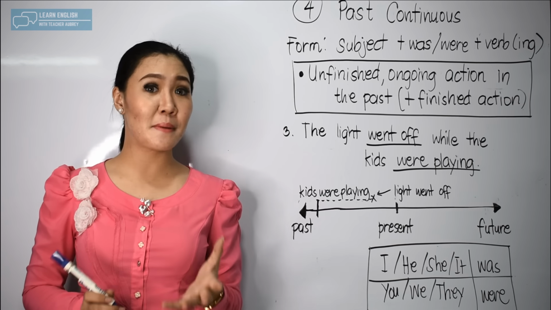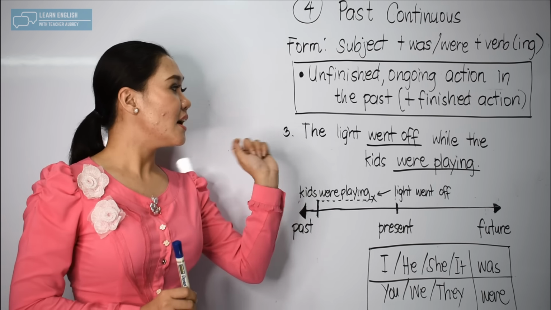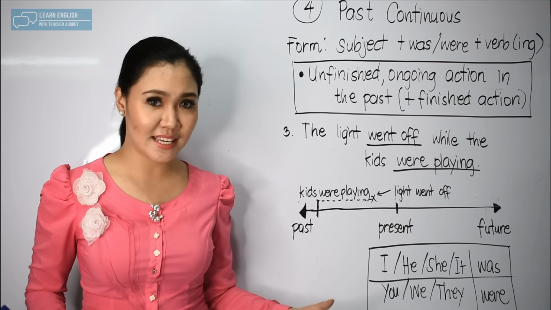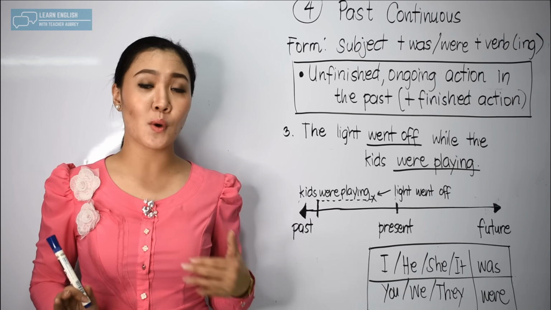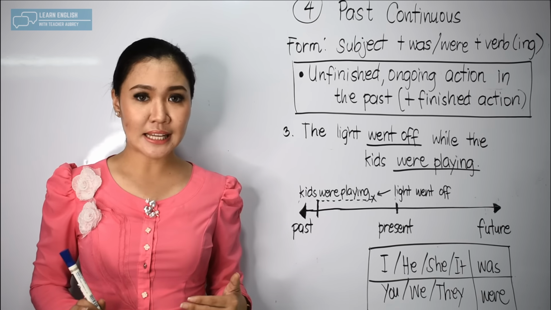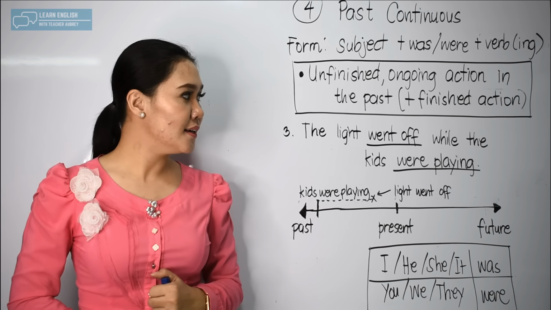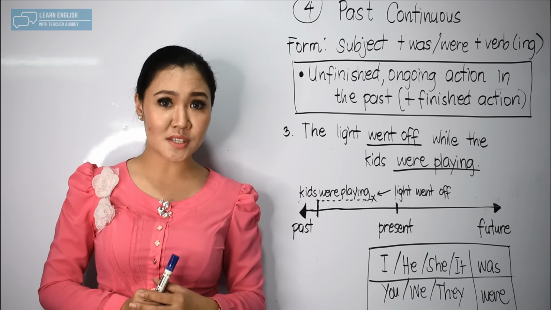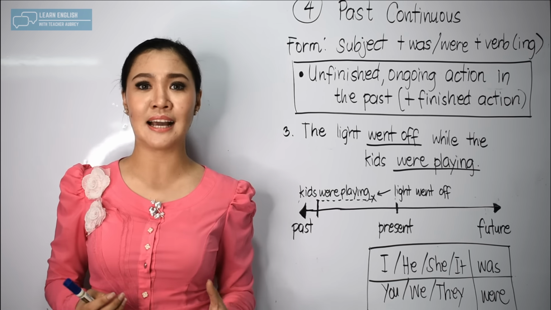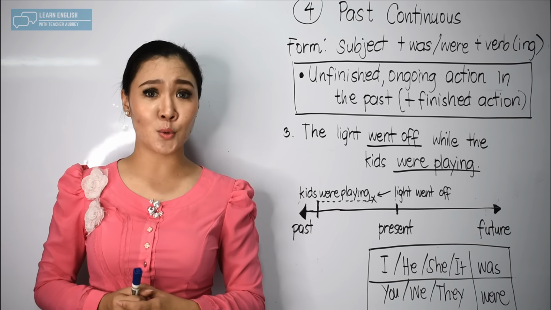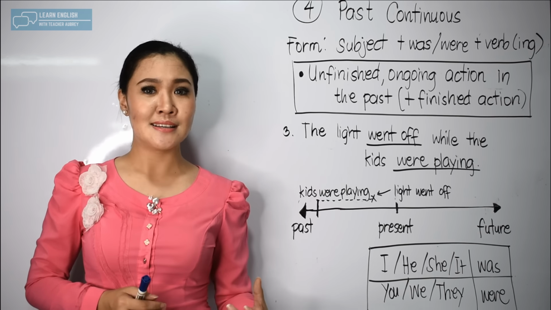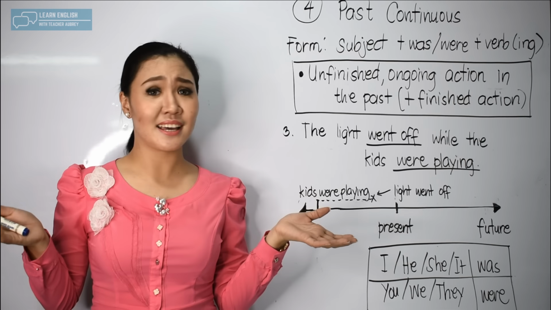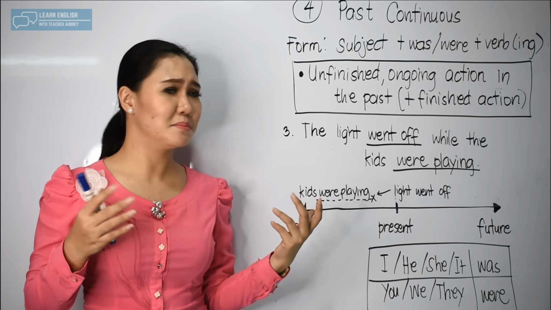Subukin pa natin tingnan itong isang halimbawa. Last example for the past continuous is this. The light went off while the kids were playing. Pansinin natin sa pangungusap na ito ay yung ating past continuous ay nasa huling bahagi ng pangungusap. Unlike the first two examples kanina, nasa unahan yung past continuous at nasa hulihan naman yung simple past. Sabi sa pangungusap, ang ilaw ay namatay habang naglalaro ang mga bata.